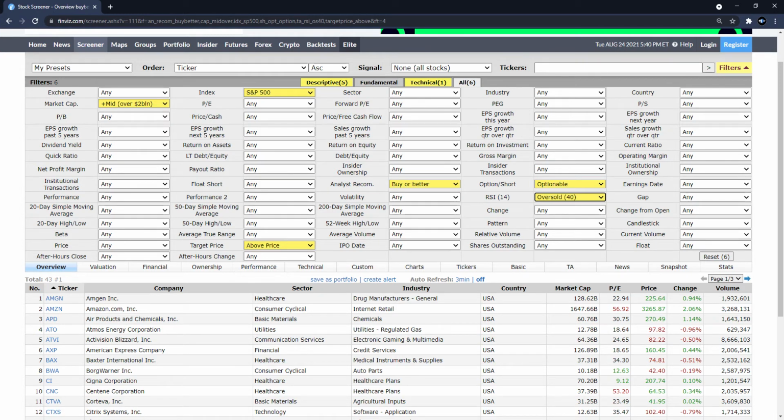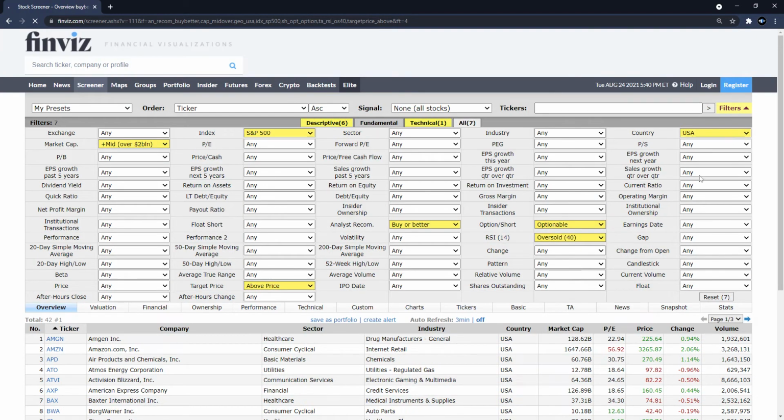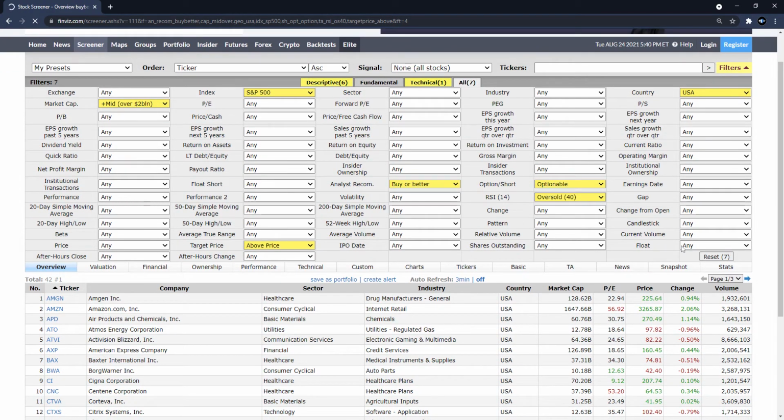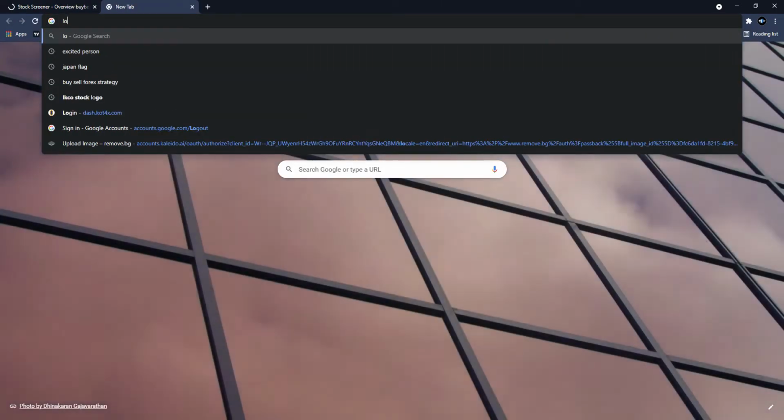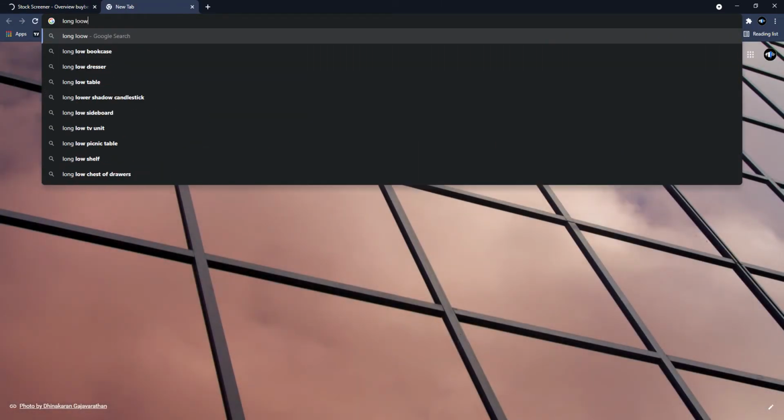Right here, I personally trade sometimes on foreign, sometimes in Euro, but I will just use USA right now, the United States. Then what we want to fill out right here are the candlesticks, and what I want to put right here is long lower shadow. If you don't know what that is, I will just search it up for you guys.